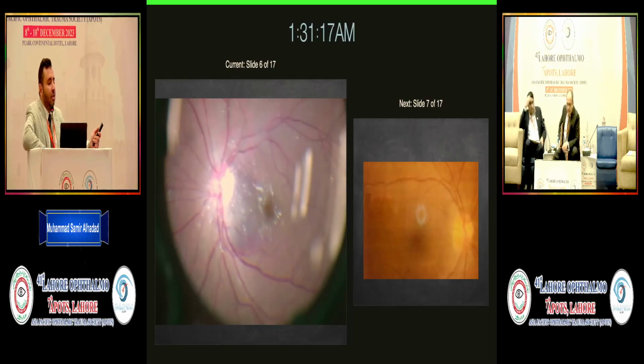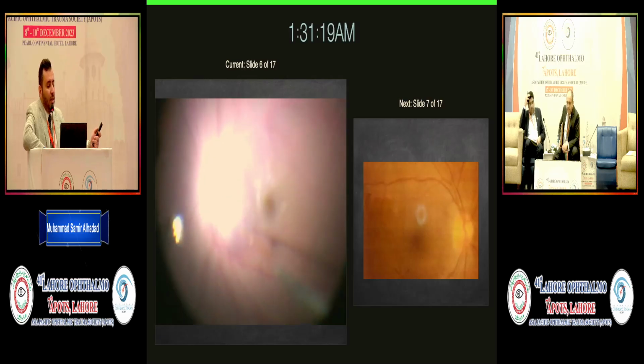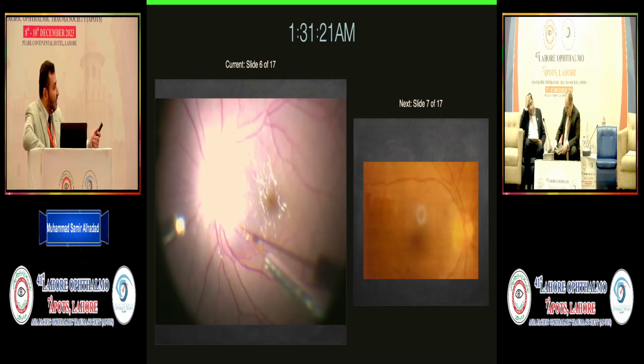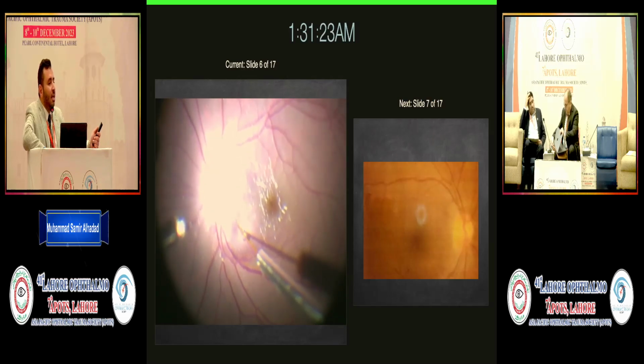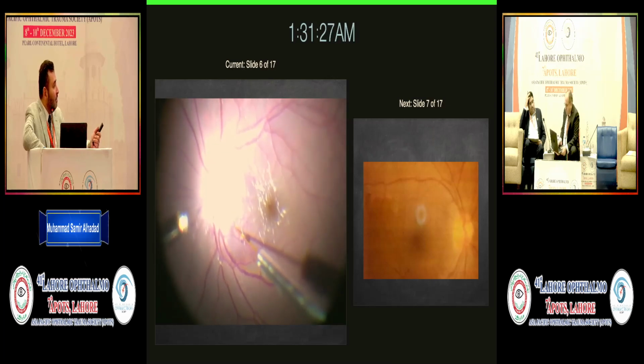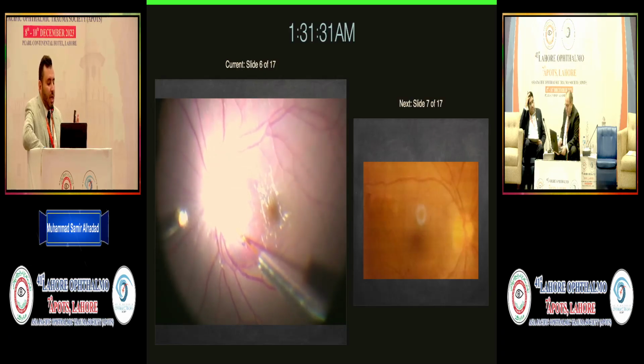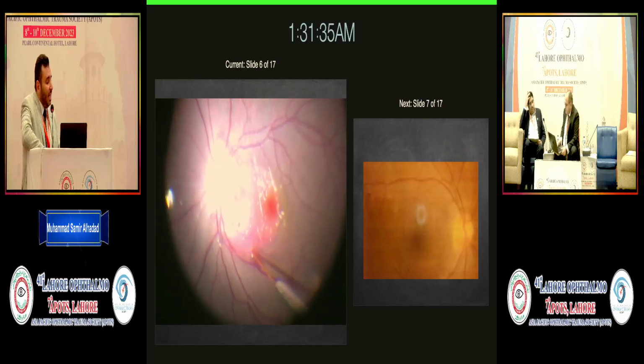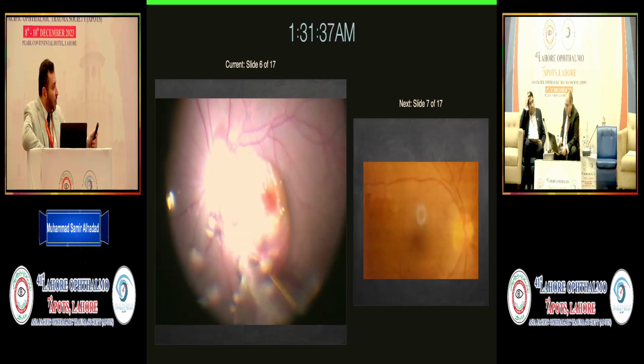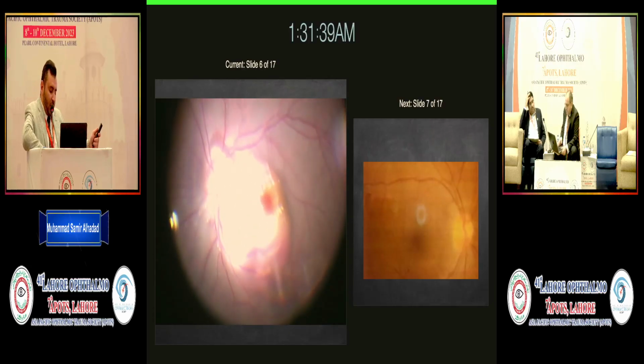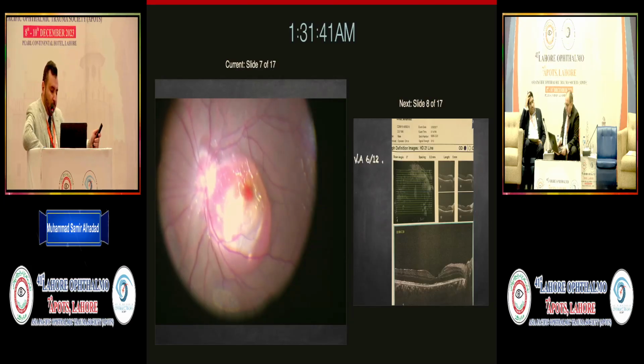After that, I entered with the 41 gauge needle from DORC and injected submacular air and saline. This saline will dissolve this blood, and the air will give space and room for this hemorrhage to dissolve and descend away, move away from the macula, as we see here in this video.